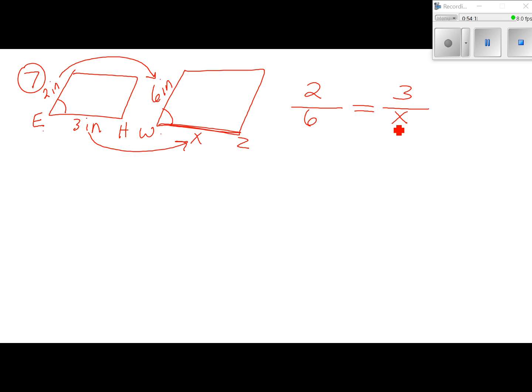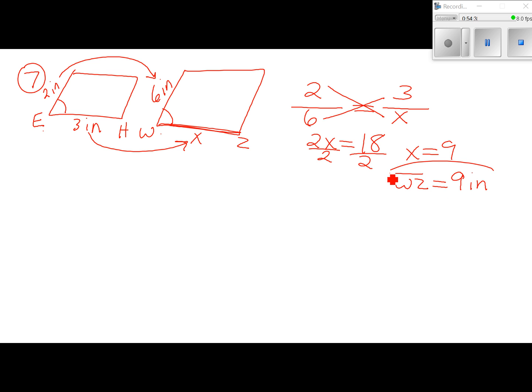And then we just cross multiply and solve. 2 times X is 2X. On the other side, 6 times 3 is 18. Divide by 2. You end up with X equals 9. They ask us to find the length of segment WZ. But we know that that length then is 9 inches.